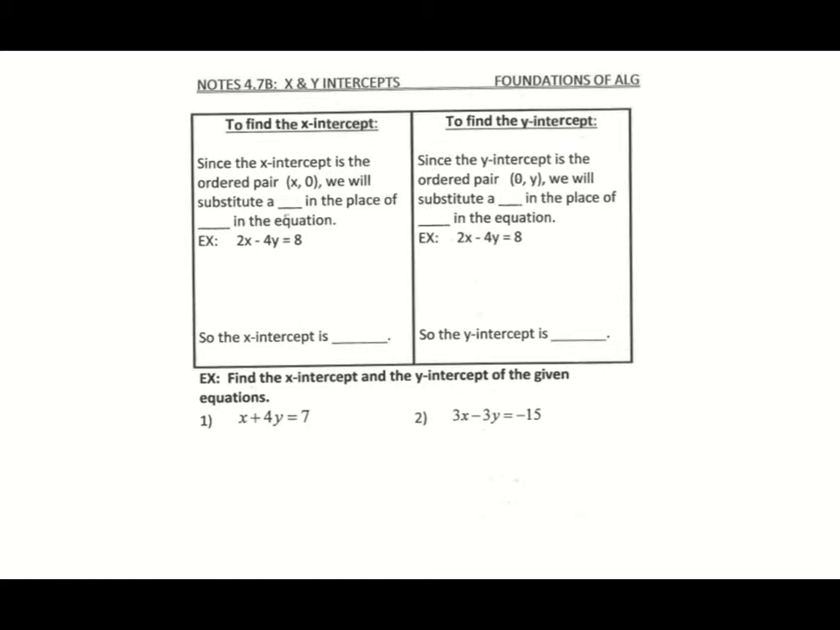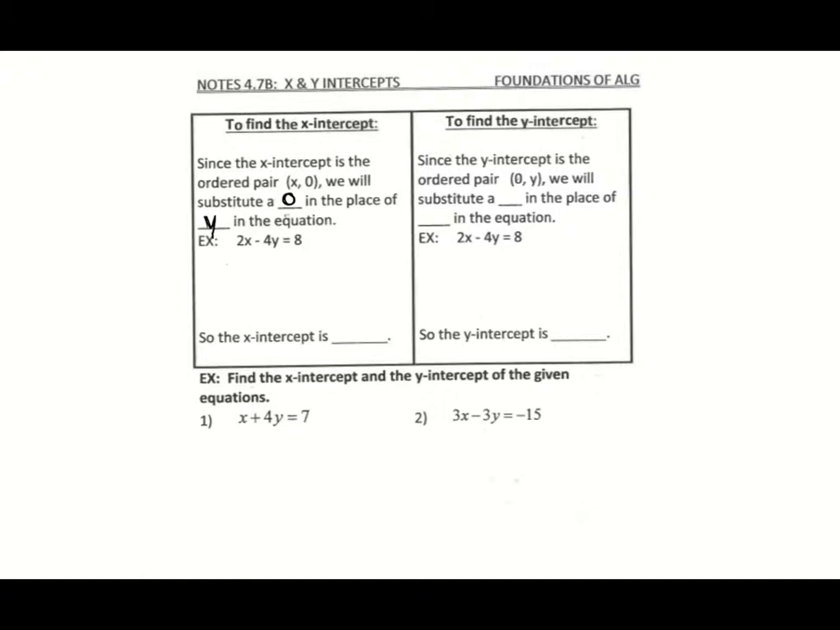In this section, we're going to look at another way to find our x and y intercepts. Starting off with our x-intercept, since the x-intercept is an ordered pair, x, 0, we will substitute a 0 in for our y in our equation. So, for example, if we have this equation, 2x minus 4y equals 8, and we want to know where this equation crosses our x-axis, we can find our x-intercept by plugging in a 0 for y.